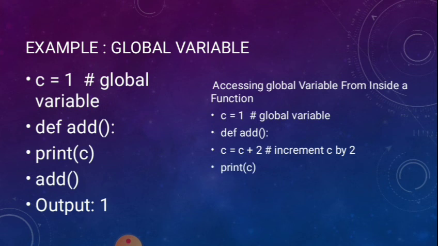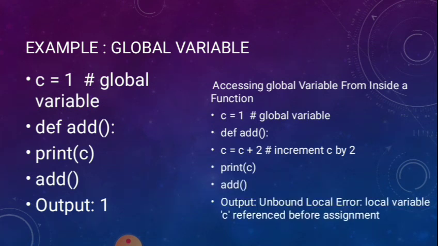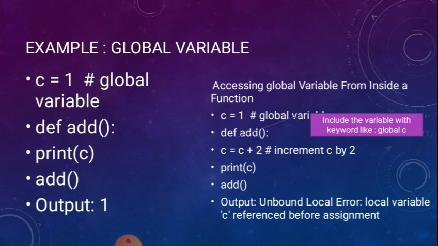This is not generally acceptable. Why? Because here we want to use one keyword, global. Here you write global c, and then you can increment or modify the value, c = c + 2 or something else. Then only the code will be executed properly. When you are going to edit that global variable, at the place above you have to give the keyword global followed by the variable name.